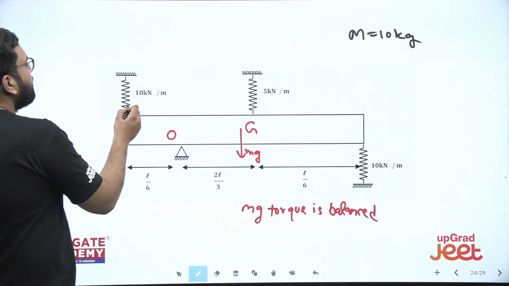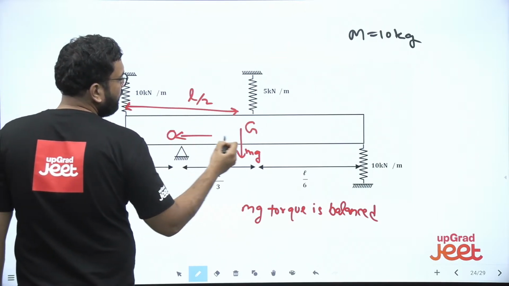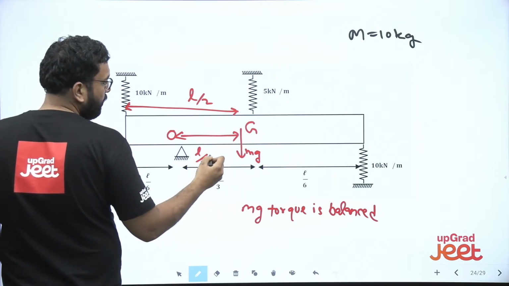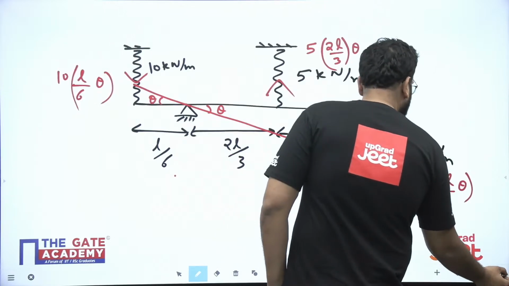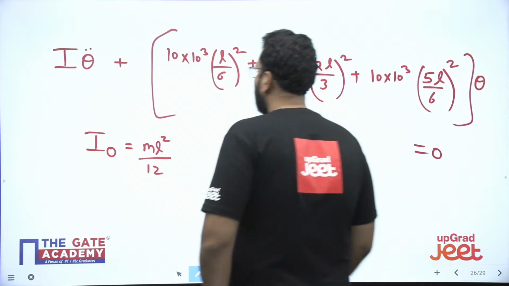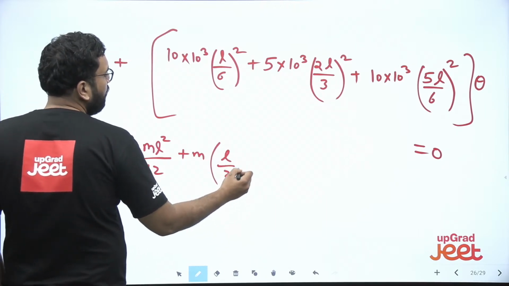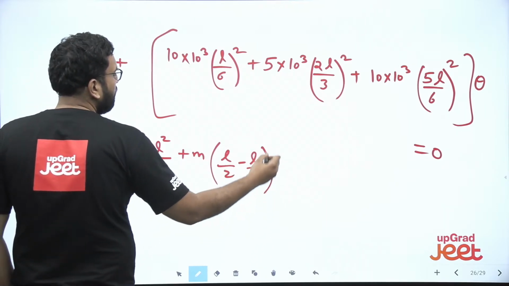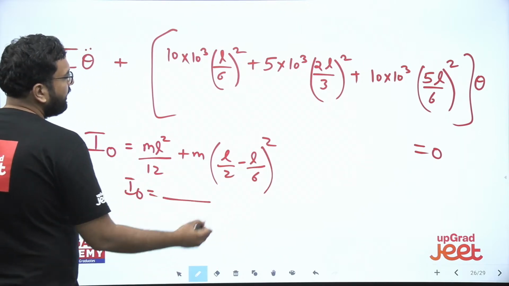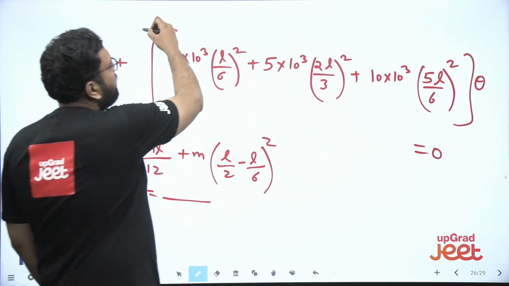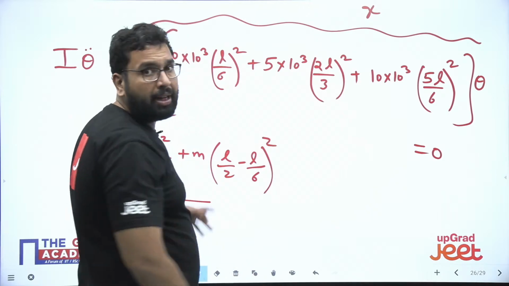Okay, so that means this is L by 2. And we are interested to find this OG. So this is going to be L by 2 minus L by 6, right? So we can apply the theorem of parallel axis. So we can say M times (L by 2 minus L by 6) whole square. This way we can find the I naught. And let's suppose this term will come out to be X, so L square will come here.